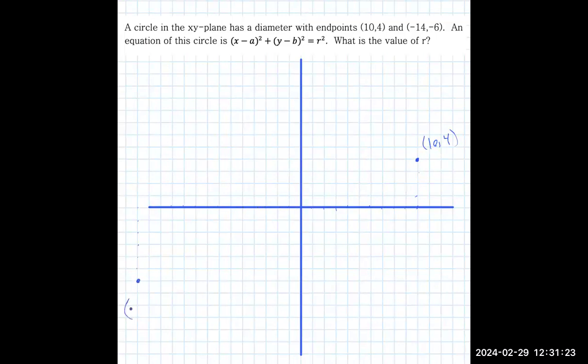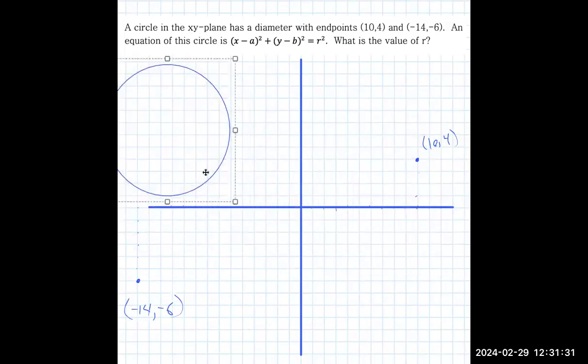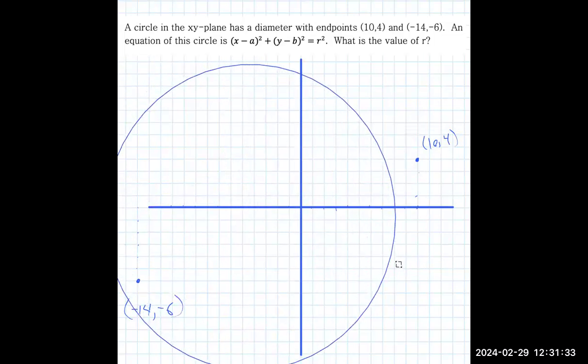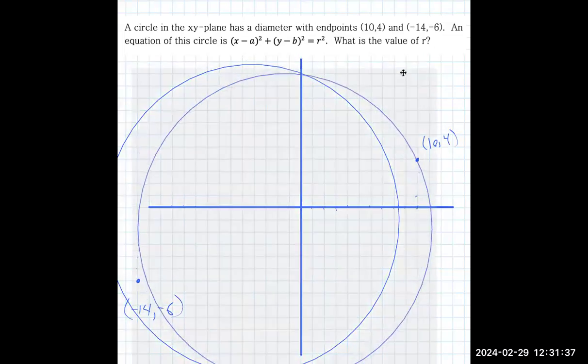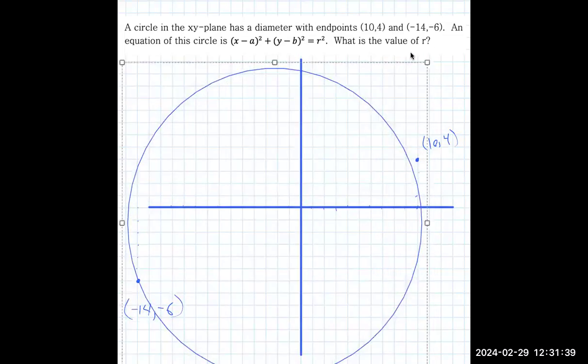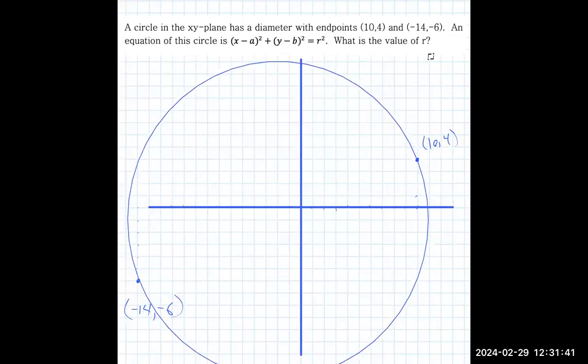(10, 4), and then (-14, -6). So (-14, -6) is going to be somewhere around there. So we're talking about a giant circle. Let's just get a little mental image of what that would look like. So the circle looks something like that.